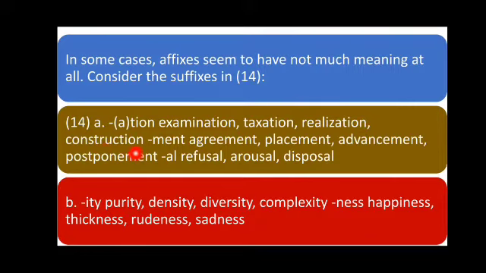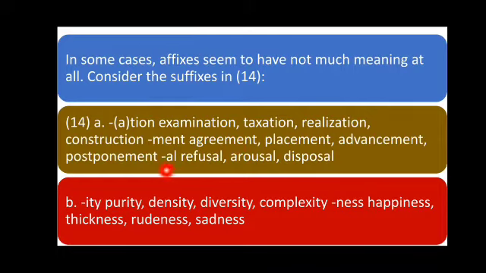Construct, construction. Now we have a second example, with the suffix ment. We have agree, which is a verb, and when we add the suffix ment, it becomes a noun: agreement. Similarly, we have the verb place, and when we add ment, it becomes placement; advance, advancement; and postpone, postponement. So these suffixes only turn verbs into nouns. They only change category. They do not give us any potential meaning.